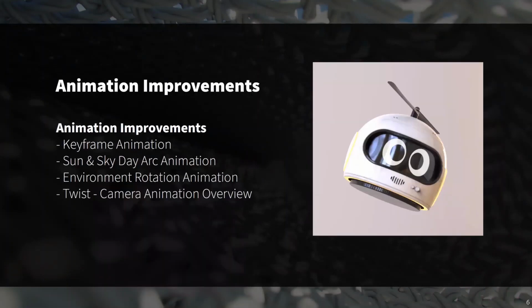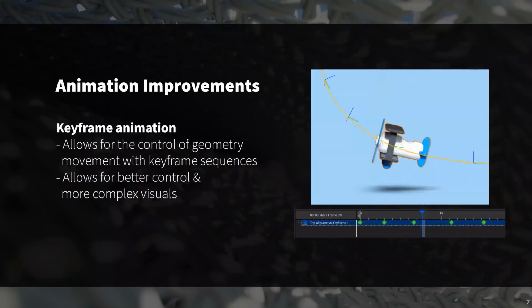Some of the other useful additions in KeyShot 10 include a brand new keyframe animation workflow, as well as a few new animation types, which you can see listed on this slide. A huge addition in KeyShot 10's animating capabilities comes in the form of keyframe animation. Keyframe animation allows you to control your geometry's movement with sequences of keyframes, which give you significantly better control over animations. It also allows you to easily create more complex visuals, which is great when you're animating. And if you're already familiar with using keyframes in other programs, KeyShot 10's keyframe animation should be fairly intuitive and easy for you to jump into.